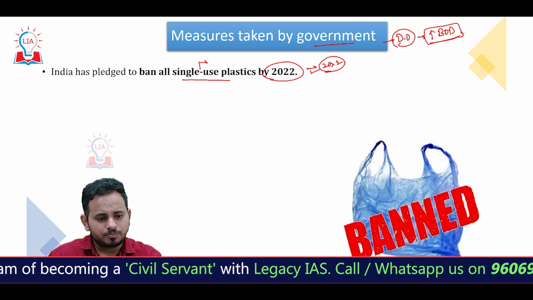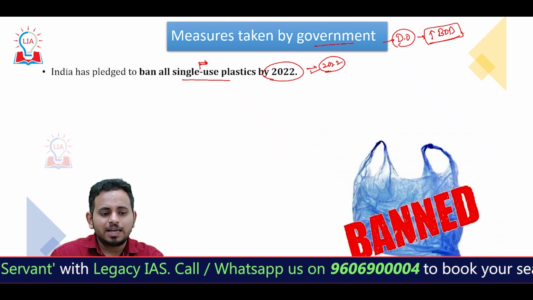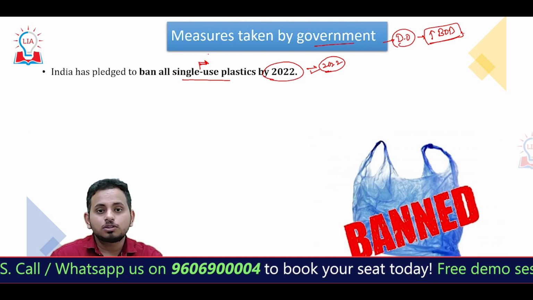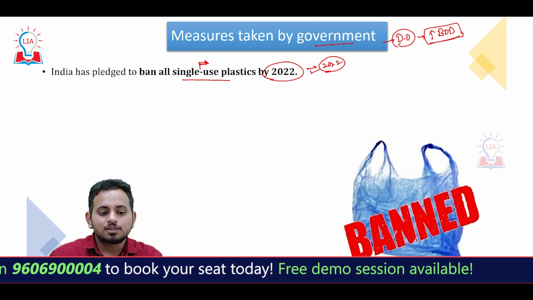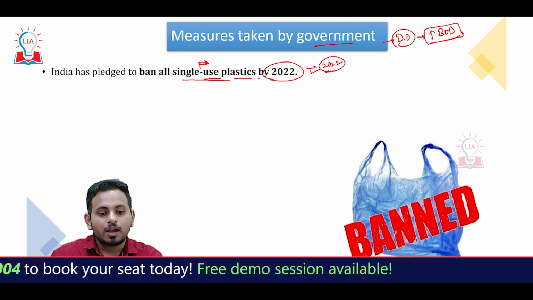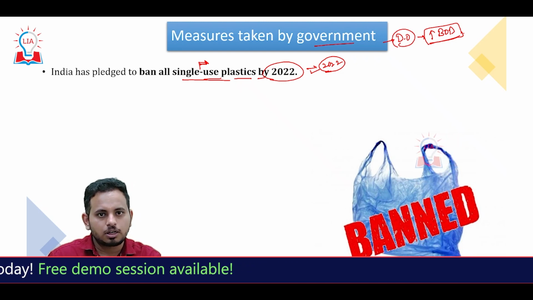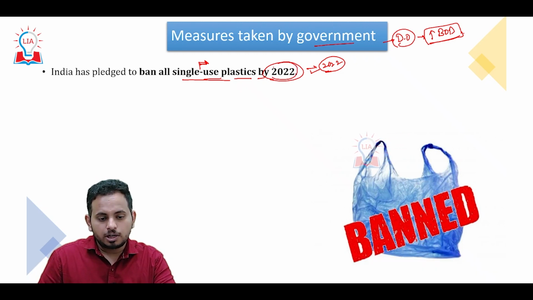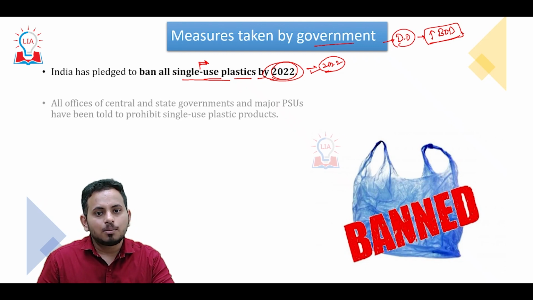For example, the chips or any snacks that you buy from the local shops, the covers or packets, the packaging material, that is single-use plastic. Or the water bottle that you purchase, a 1 liter or half a liter packaged drinking water bottle, that is single-use plastic. So by 2022, the government would be eliminating the use of single-use plastic.